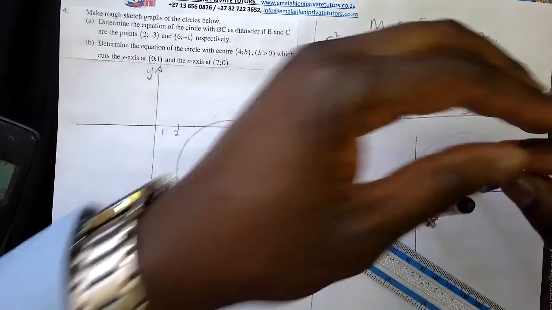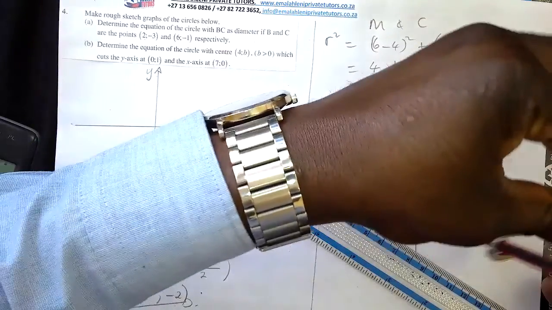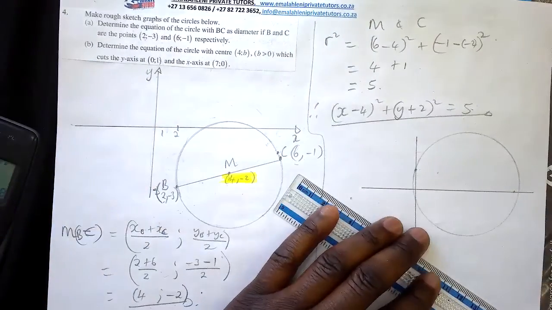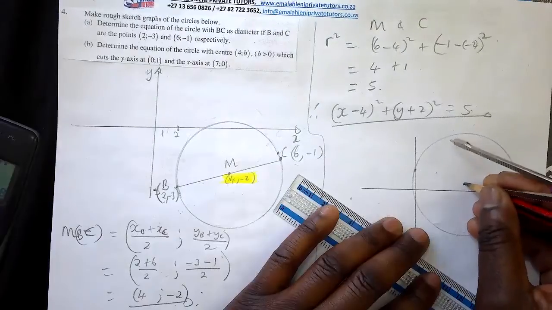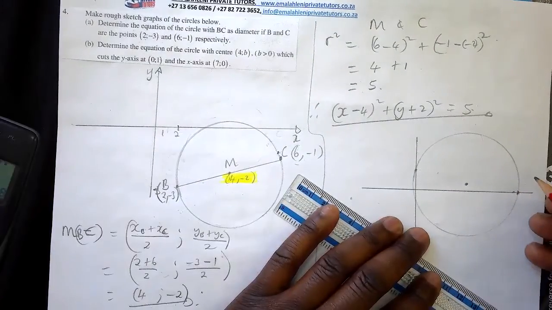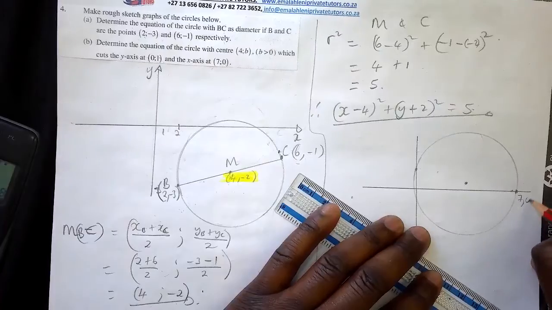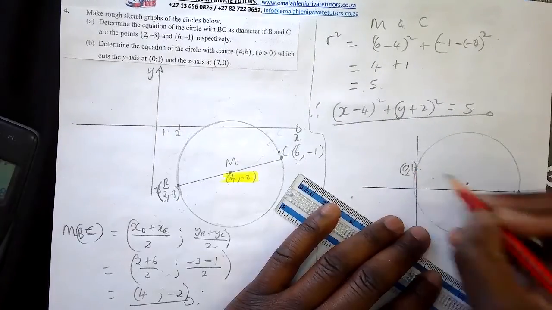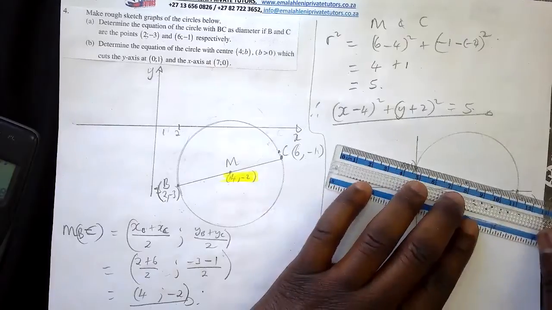But it's just for you to understand when you're dealing with these circles, so that you know what you're supposed to do. So this is your center here, and it's cutting there at 7, 0, and it's cutting there at 0, 1. So this becomes your diameter now.